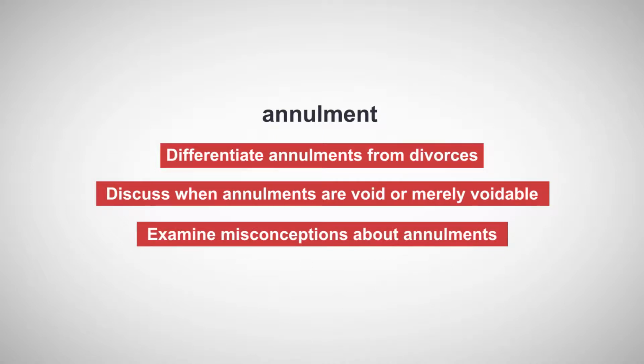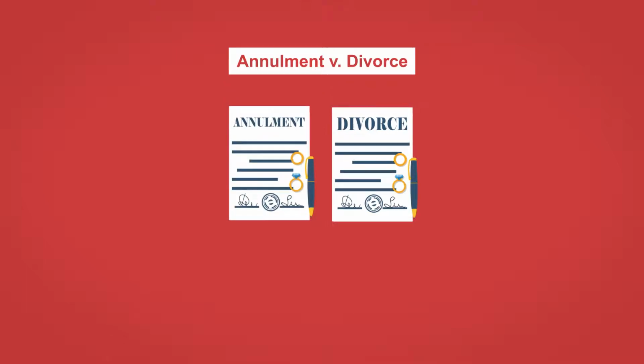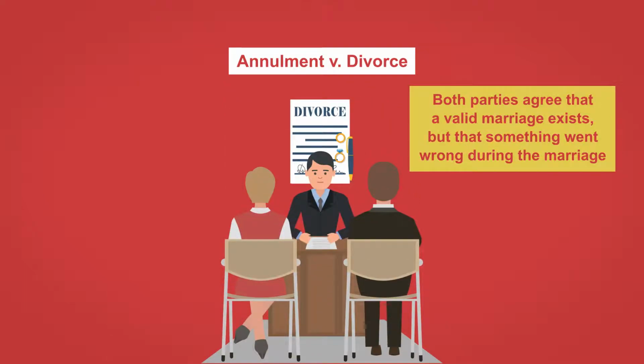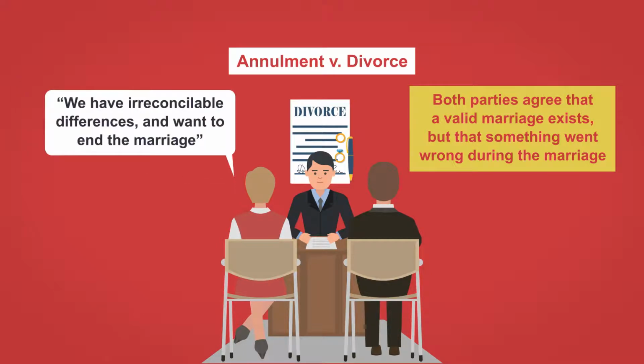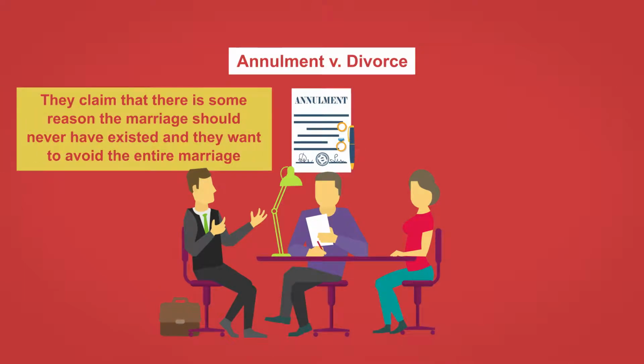Annulment versus divorce. While both divorces and annulments terminate marriages, they differ. In a divorce, both parties agree that a valid marriage exists, but that something went wrong during the marriage, such as irreconcilable differences, and now one or both party members want to end the marriage. In contrast, when a couple asks for an annulment, they claim that there is some reason the marriage should never have existed, and they want to avoid the entire marriage.